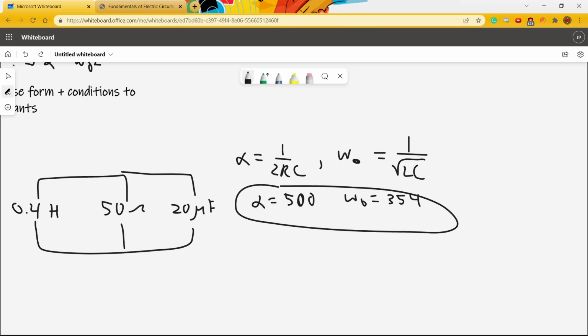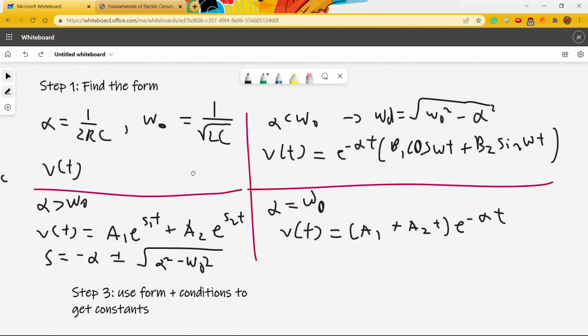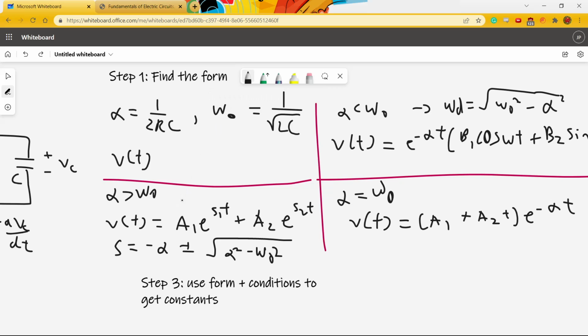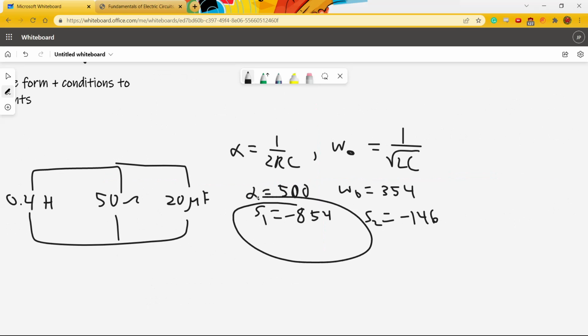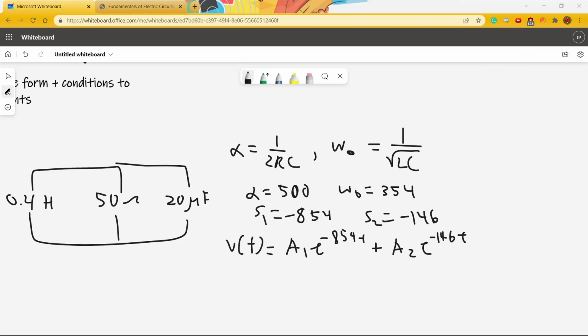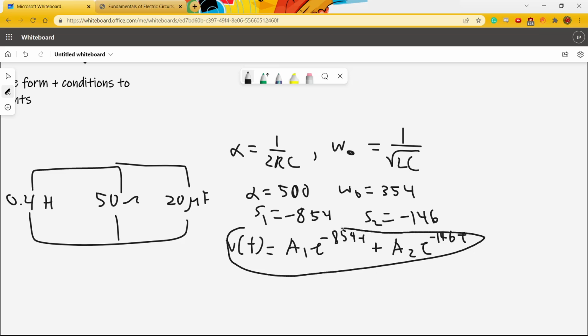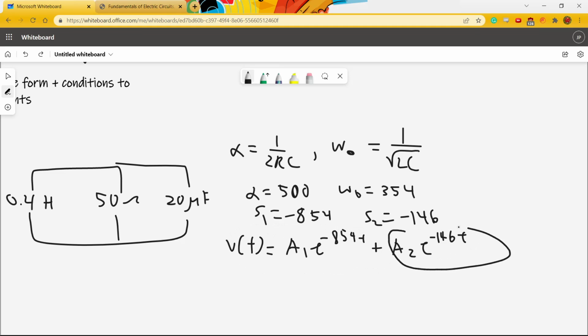Alpha is greater than omega naught, so we have the form v of t is equal to a1 e to the s1 t plus a2 e to the s2 t. And s1 and s2 can be found by this equation to be s1 equals negative 854 and s2 equals negative 146. Thus, v of t equals a1 e to the negative 854t plus a2 e to the negative 146t.